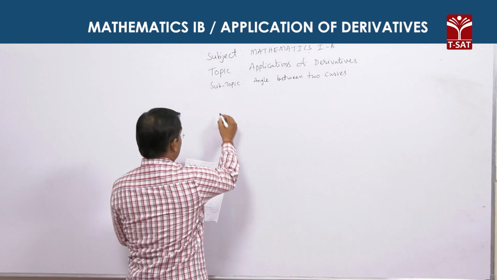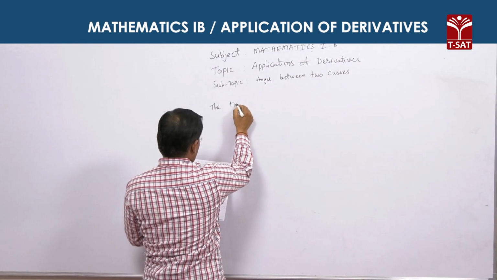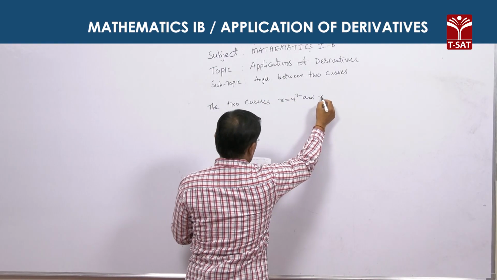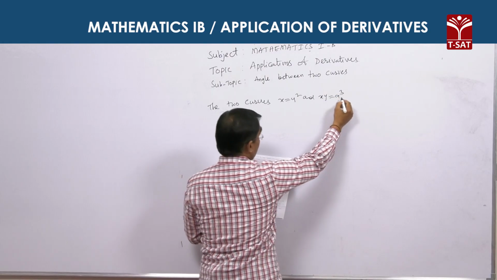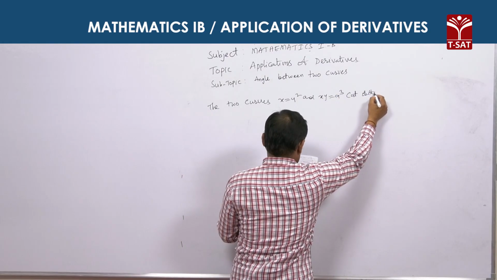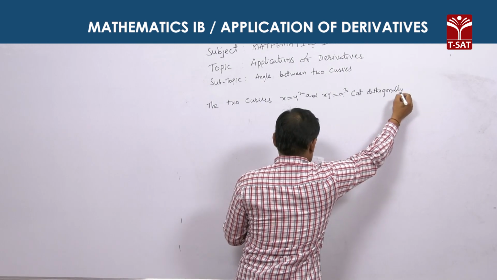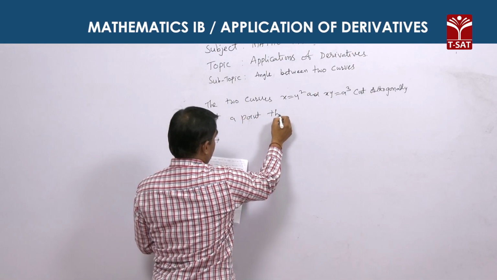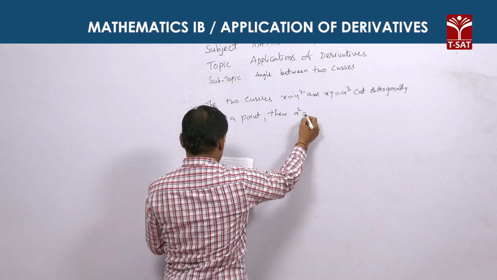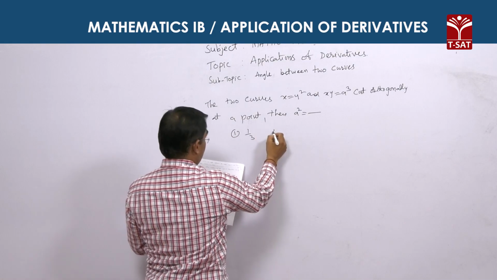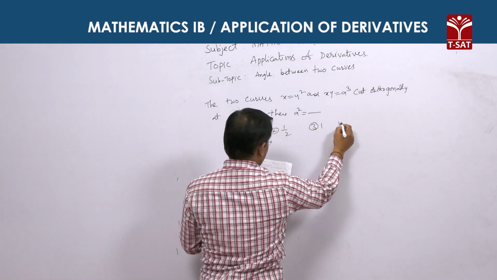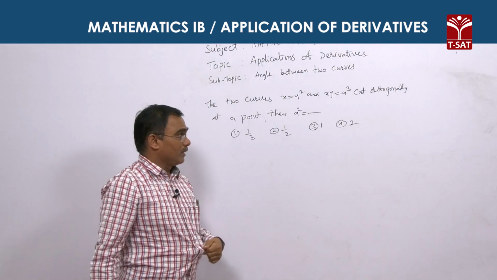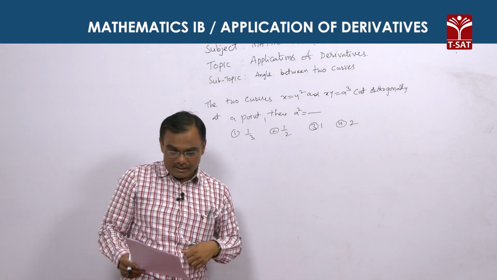Next problem: the two curves x = y² and xy = a³ cut orthogonally at a point, then a² is equal to dash. First response is 1 by 3, second response is 1 by 2, third response is 1, fourth response is 2. Right. The two curves x = y², xy = a³ cut orthogonally, then what is the value of a?